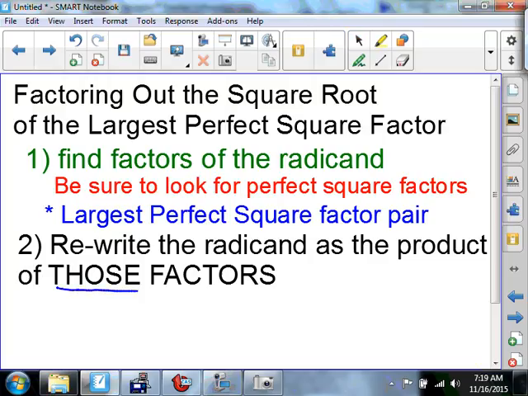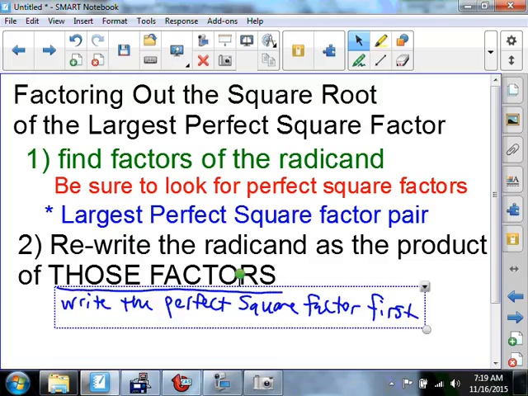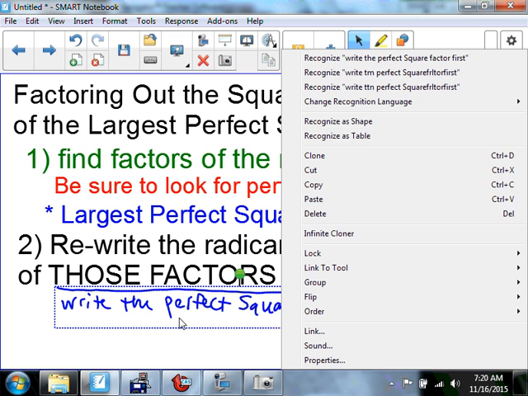Now, when we do this step, what we want to be sure of is this. The commutative property of multiplication says it's not important what order we write them in. But in this case, it is. Let's write the perfect square factor first. It's real important here, writing the perfect square factor first.